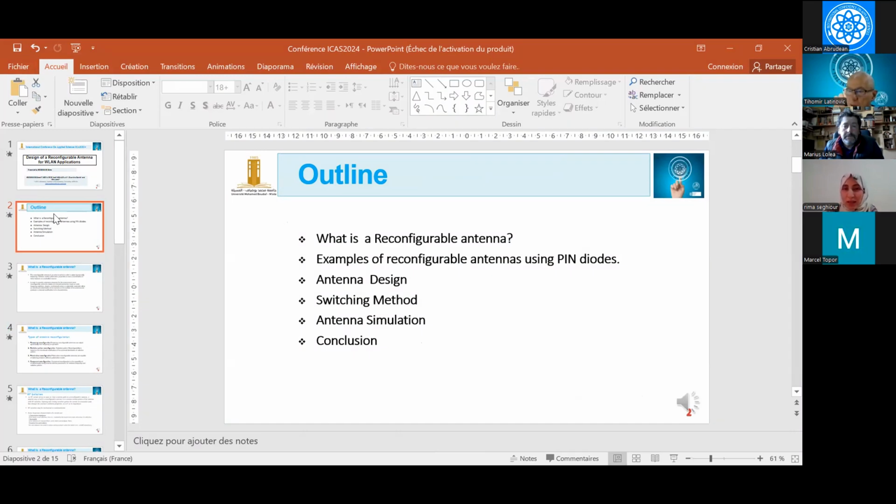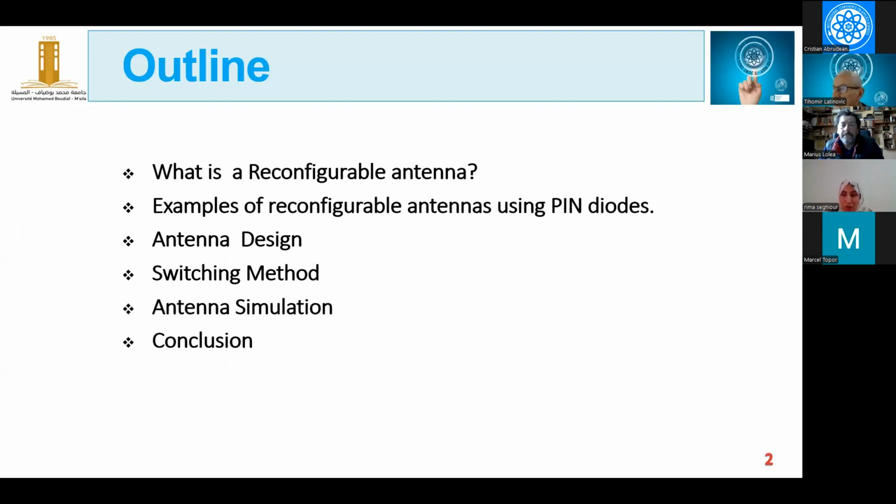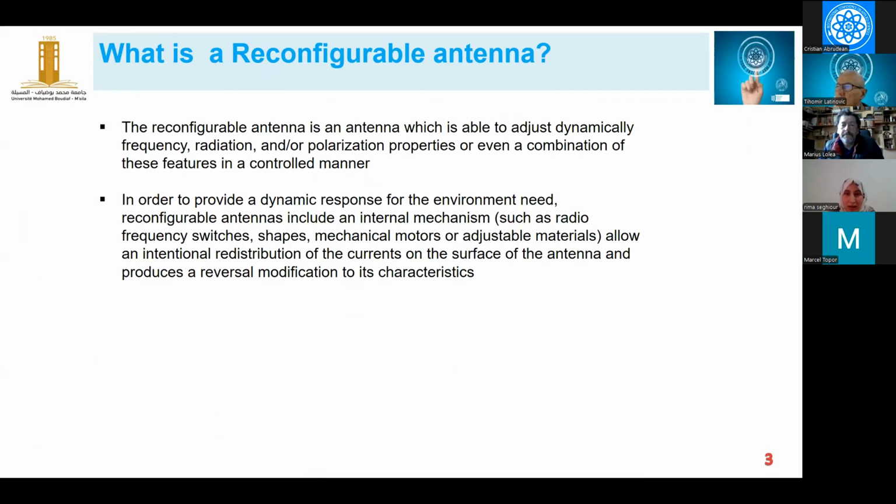I divided my presentation for 6 parts. Firstly, what is the reconfigurable antenna? Some examples of reconfigurable antenna using pin diode, antenna designed, switching method, and antenna simulation. Finally, conclusion. Let me move to begin with what is the reconfigurable antenna.